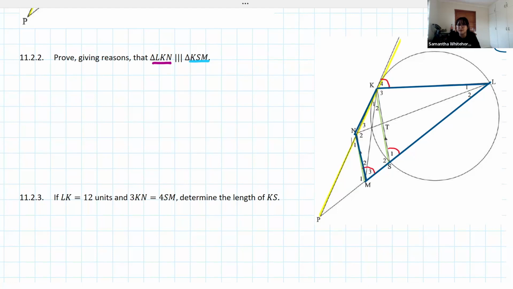I'm going to give you 3 or 4 minutes. Let's try and prove that that's similar. And the diagram on the right is all the information that you know.